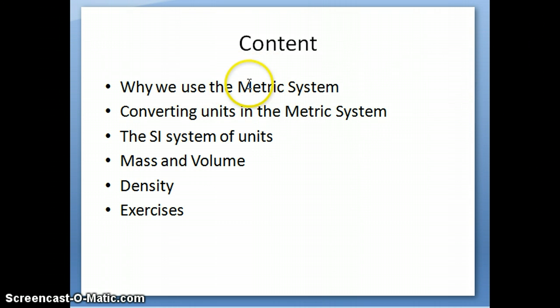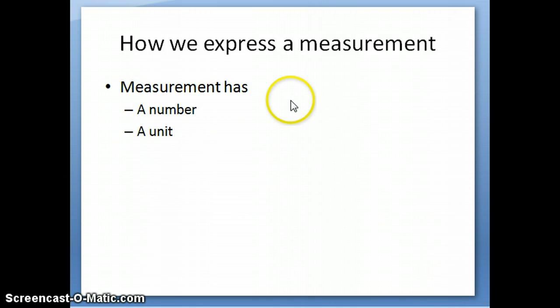I'll first talk about why we use the metric system and how we convert units in the metric system. I'll then continue with talking about the SI system of units and then how to make mass and volume measurements, as well as how to calculate density. We'll close off the presentation by discussing a couple of problems that incorporate the concepts that we discuss in this presentation. First off, let's start by saying how we express a measurement.